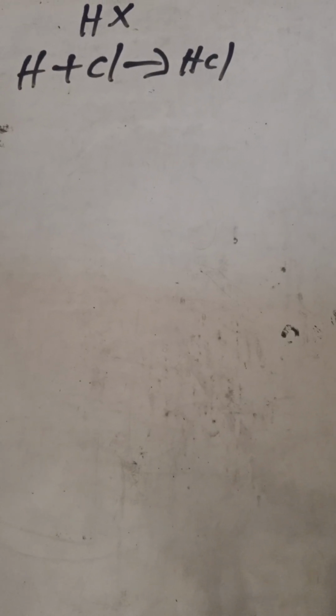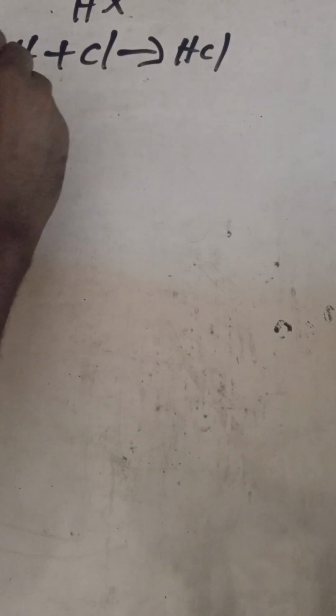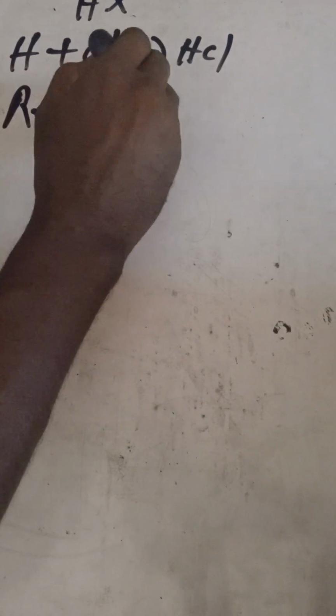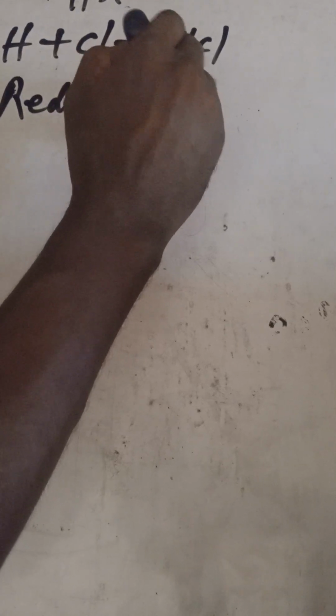So another chemical reaction: hydrogen exhibits some reducing property. It combines with some oxides of metals. Reducing property.